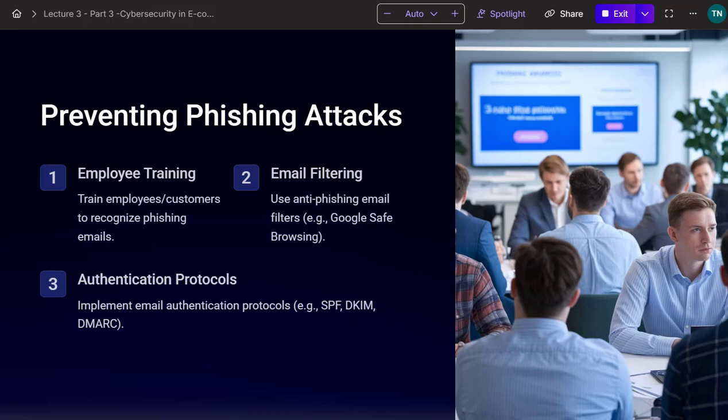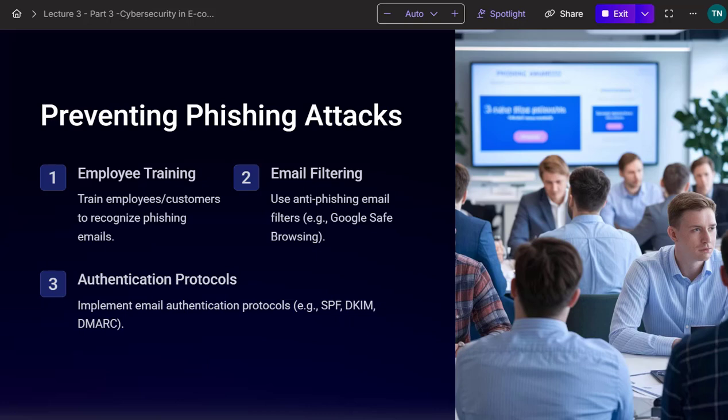First, it's critical that we train our employees and customers to recognize the signs of phishing emails. This includes looking for things like suspicious sender addresses, generic greetings, urgent calls to action, and requests for sensitive information. That's kind of the first side of phishing, right?